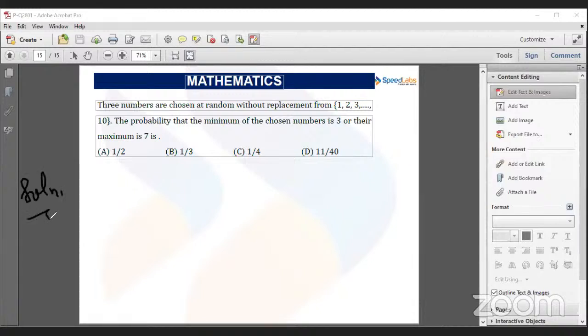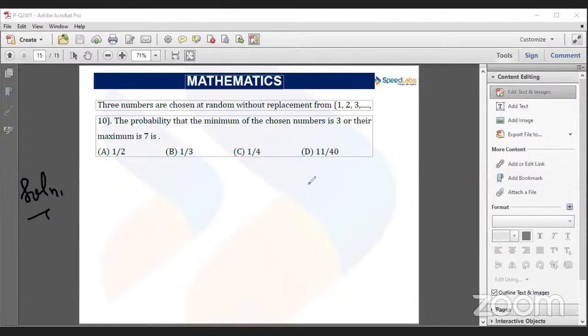Three numbers are chosen at random without replacement. Without replacement. So once a number chosen is not replaced back, three numbers are chosen at random without replacement from 1, 2, 3, 4, 5, 6, 7, 8, 9, 10. The probability that the minimum of the chosen numbers is 3 or the maximum is 7 is. Okay. So minimum number या तो 3 हो या फिर maximum number जो draw हो वो 7 हो. And in some case दोनों होगा तो भी चलेगा. That both, if both happen then it's okay.